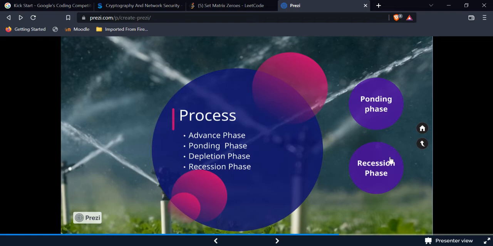The first one is the advance phase. The time interval between the start of irrigation and arrival of the advancing front at the lower end of the field is known as the advance phase. The rate of advance depends on factors like inflow, field slope, soil intake rate, and surface roughness.